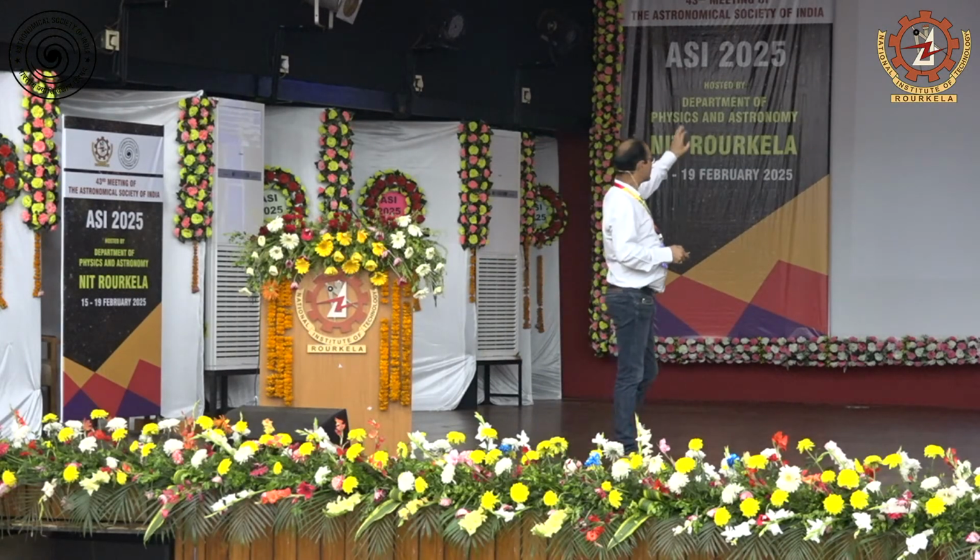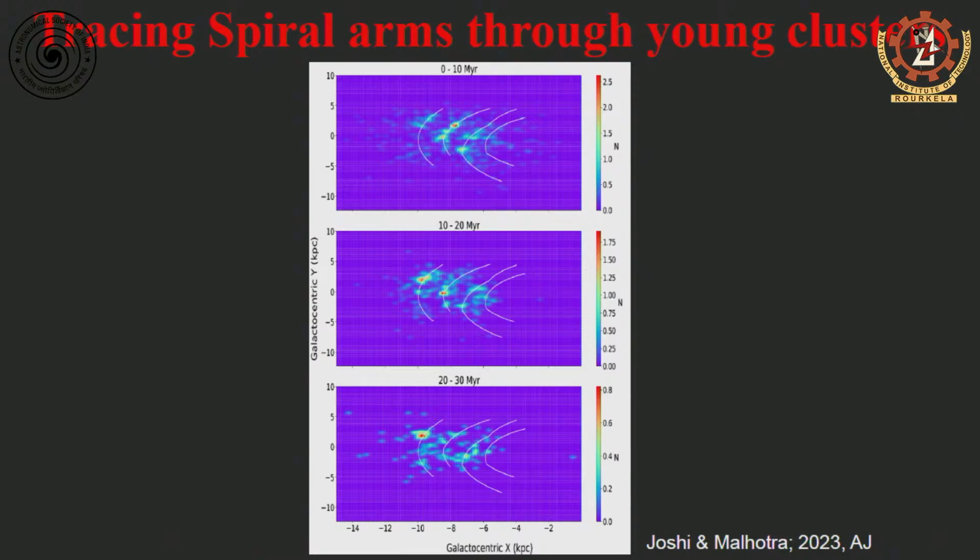So we have just drawn those star clusters which are 0 to 10 million years, 10 to 20 and 20 to 30. So, very young star clusters, we have taken the subsample and drawn the same diagram, the density heat map. And you can see the top one, where the star clusters are drawn in the 0 to 10 million year age range, the spiral arms are clearly visible.